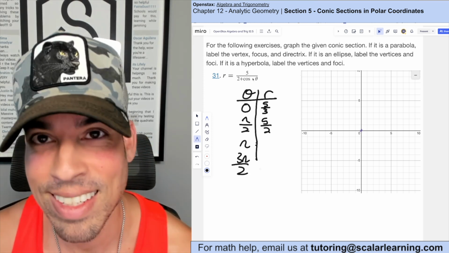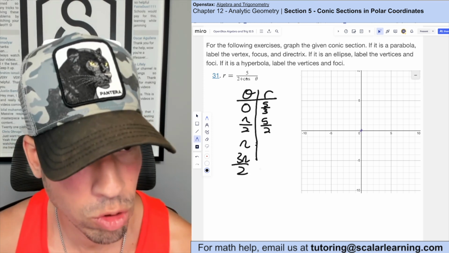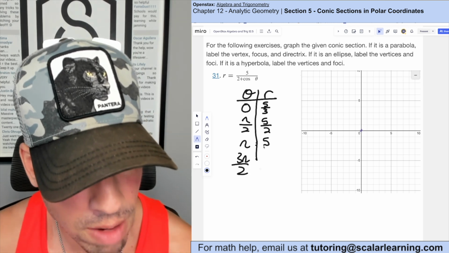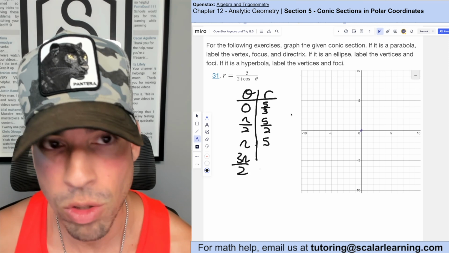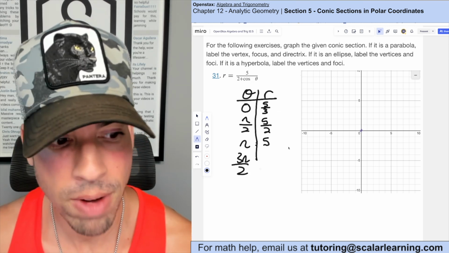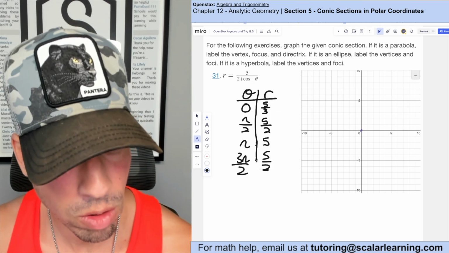Plug in pi, that's -1, cosine of pi is -1, so 2 plus -1 is 1, 5 over 1 is 5. Last but not least, we got 3 pi halves. Cosine of 3 pi halves is also 0, so then we're going to once again have 5 over 2 for this value. Okay, let's plot these out.